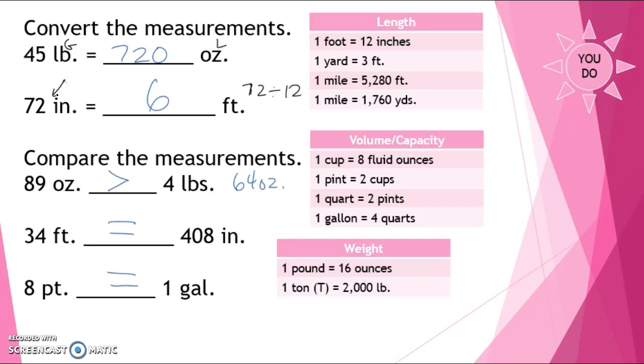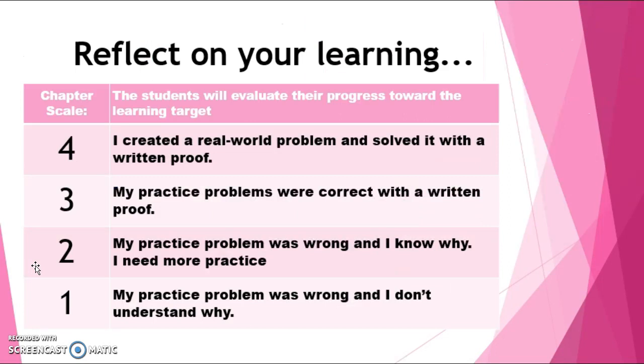And then for the other one, you would have multiplied 45 times 16 because there are 16 ounces in a pound, and you would have gotten 720. Okay, and then these, how many of you were surprised to find out they're equal? Yep, they sure are.